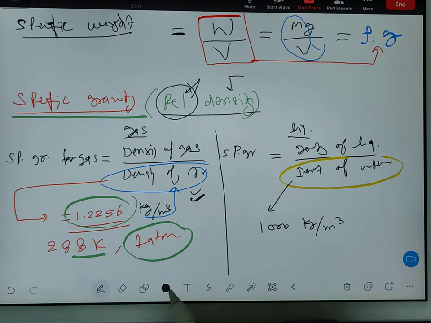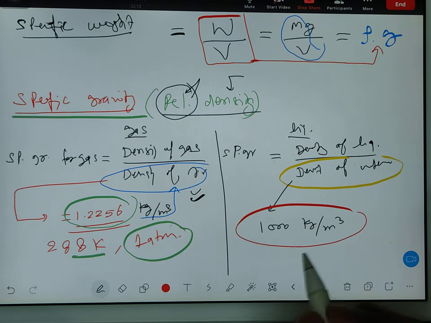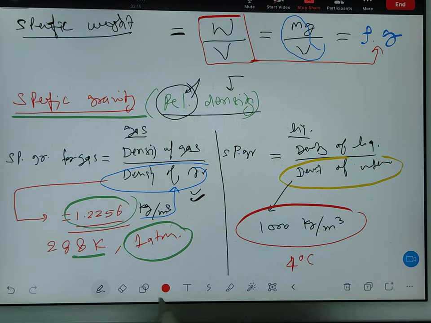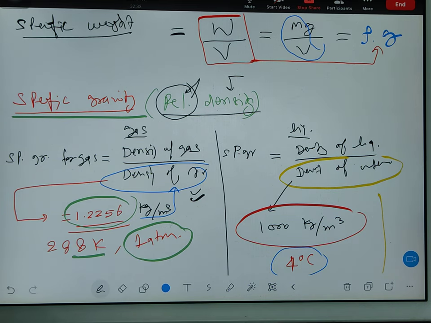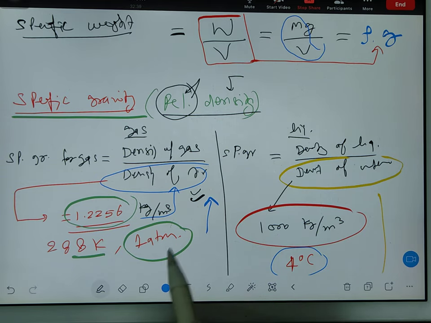But an important point: this data is available at 4 degrees Celsius. If you change the temperature, this data will slightly differ. And here, we are not giving any condition for pressure, because water is mostly incompressible. Incompressible means if you change the pressure, water density will not change usually. But in case of gas, air, if you change the pressure, density will change quickly. That's why pressure is mentioned there, but here pressure is not mentioned.